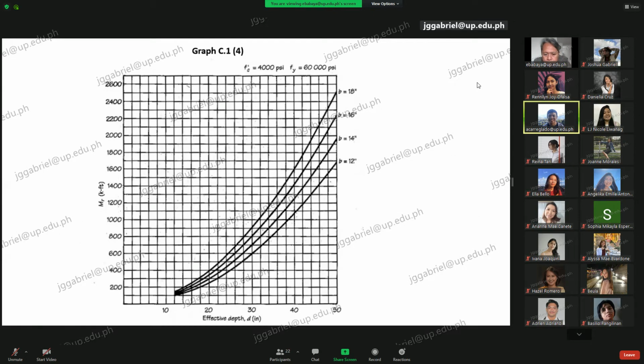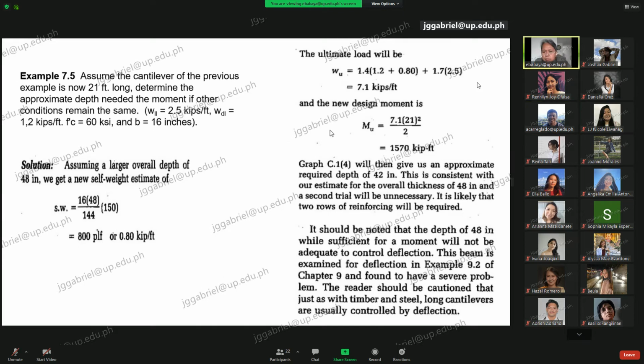How did it become 42? 16 inches, 1,570. Sorry. It's only this line. No? It's in this intersection. In here. So, 42. There. Because 1.5 is here. 1.57. Somewhere here. 16. Okay, you can also use the formula if you wish. So it's 42. Then this is consistent with our estimate. So 48 here, that's an estimate. Since it is consistent, a second trial will be unnecessary.